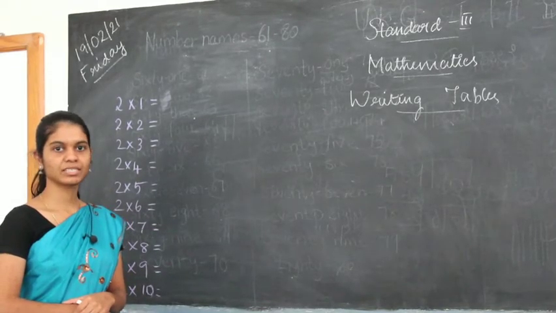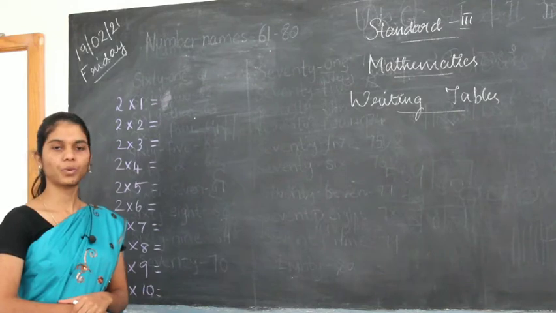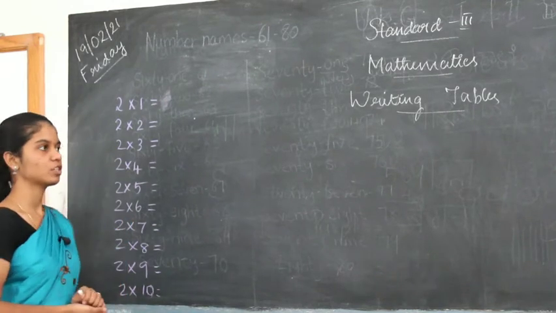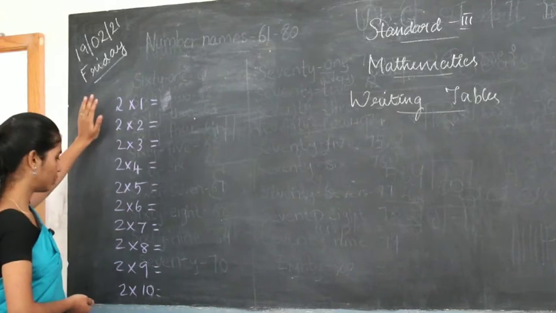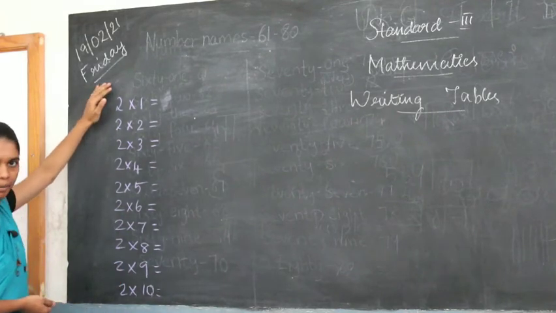Good morning children. So today we are going to see how to write a table. Okay, so we'll start with two tables. So what you are going to do is you are going to write tables like this.